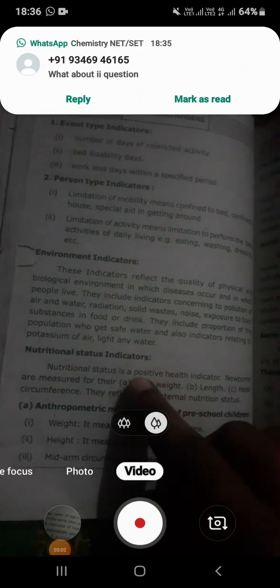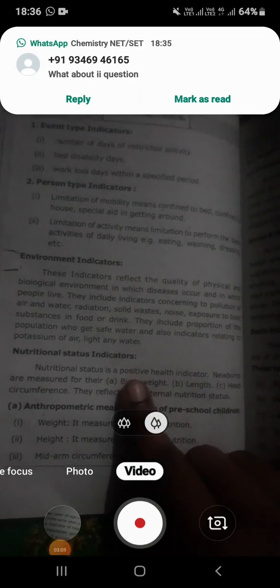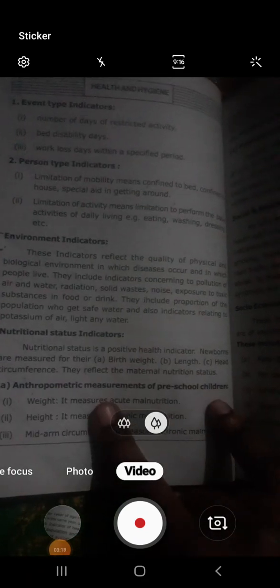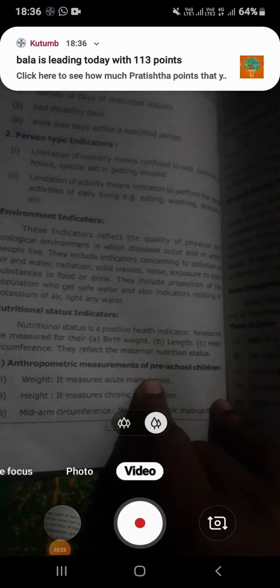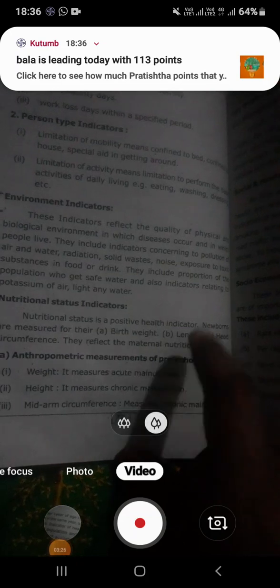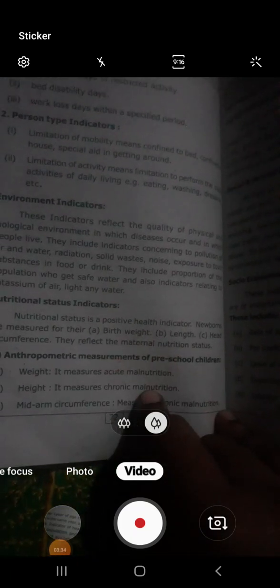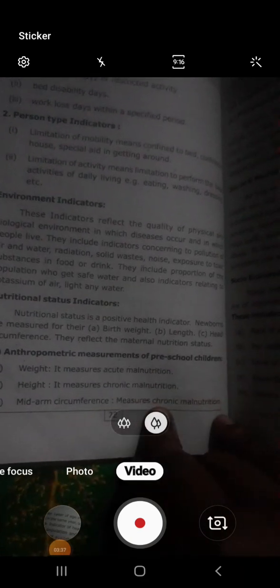Next we will be having nutritional status indicators. It is a positive health indicator. For newborns we can say birth weight, length, head circumference. These come under the maternal nutritional status. And next, we'll be having anthropometric measurements in preschool children. Weight measures acute malnutrition. Height measures chronic malnutrition. Chronic is, as I have told you, lung diseases, heart diseases. Mid-arm circumference is also chronic malnutrition.